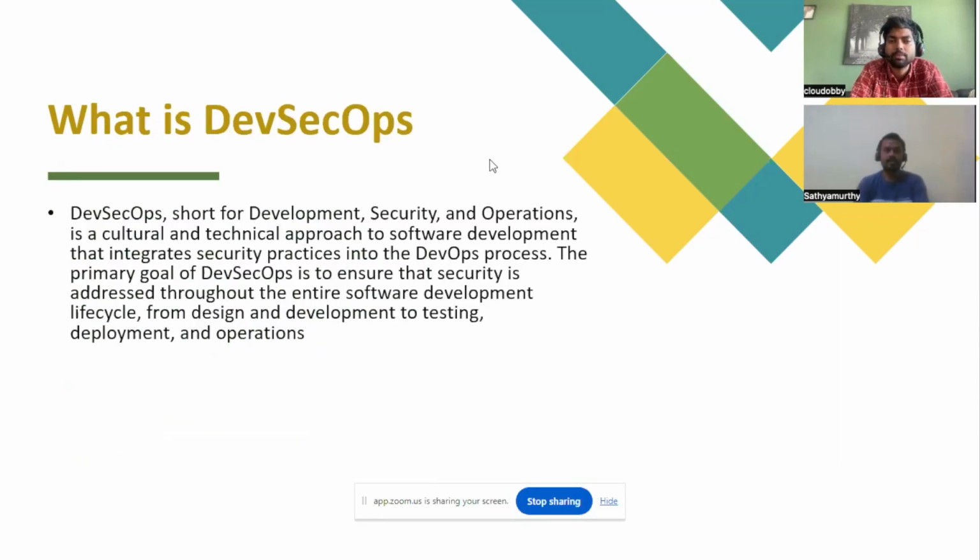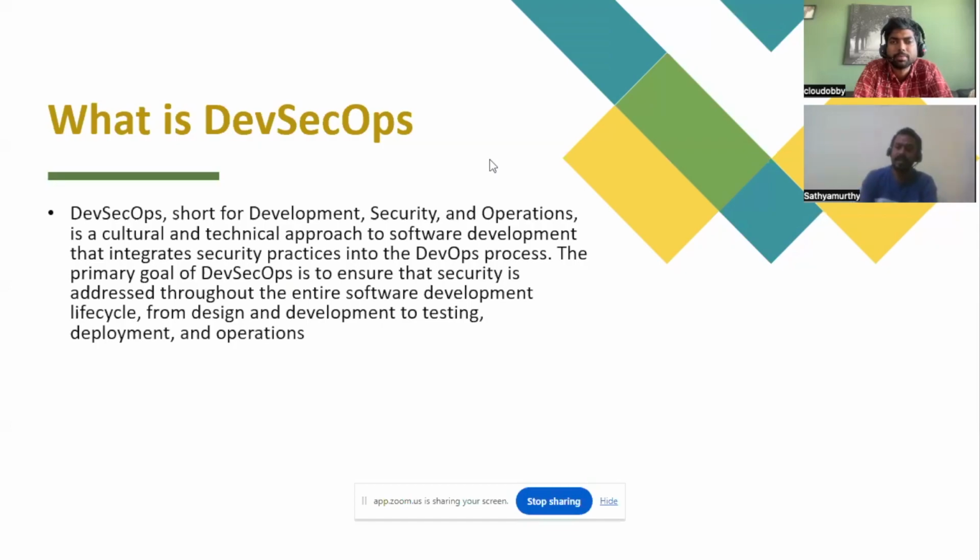What is DevSecOps? DevSecOps, short for development, security, and operations, is a culture and technical approach to software development that integrates security practices into DevOps processes. The primary goal of DevSecOps is to ensure that security is addressed throughout the entire software development lifecycle, from design and development to testing, deployment, and operations.